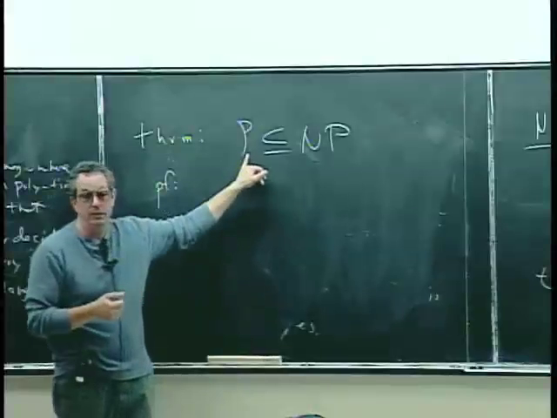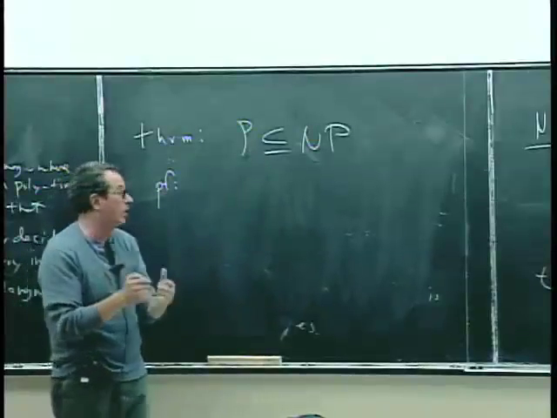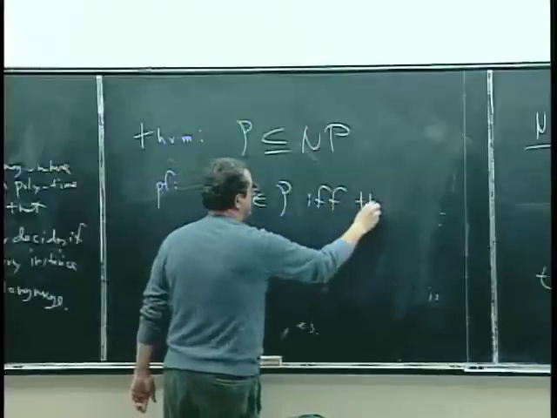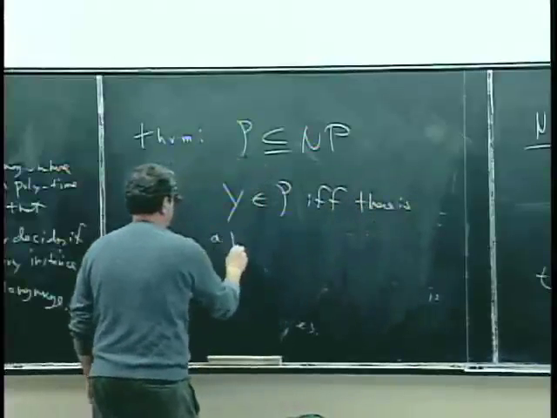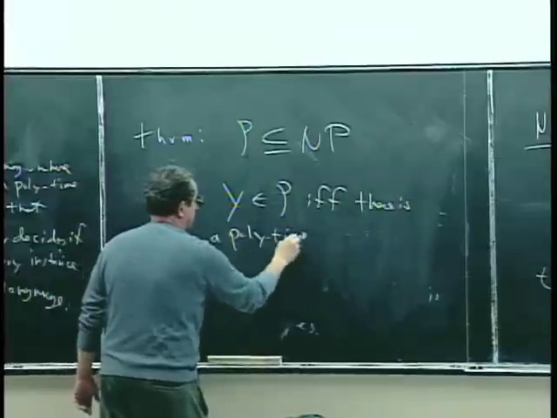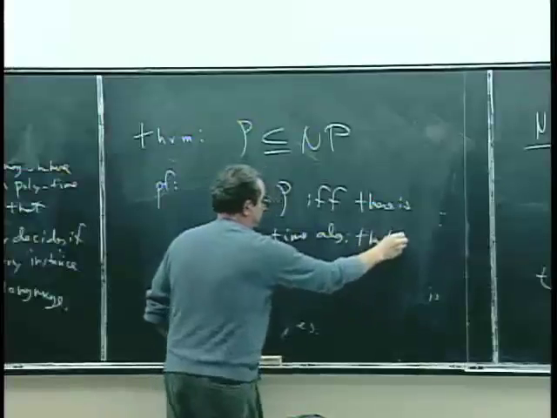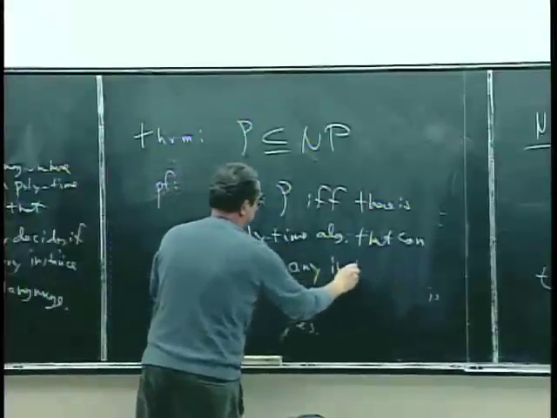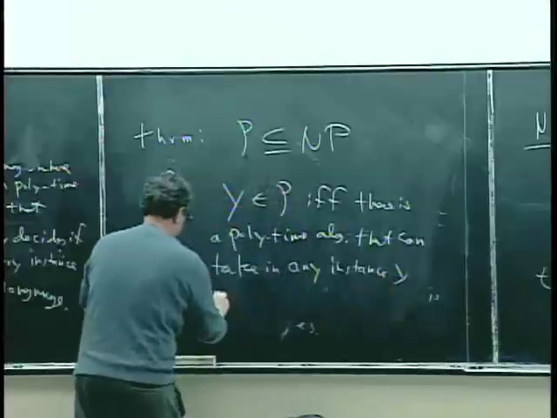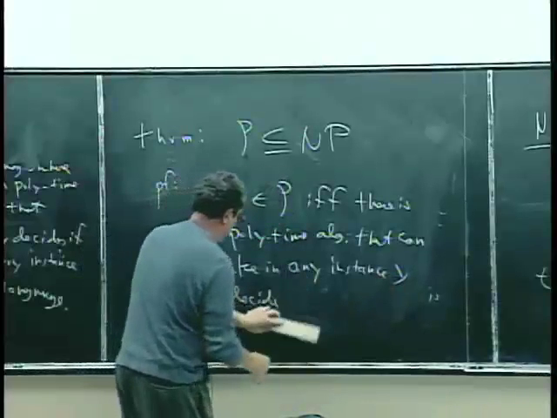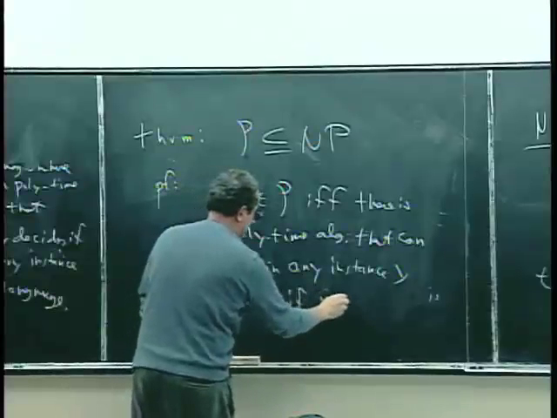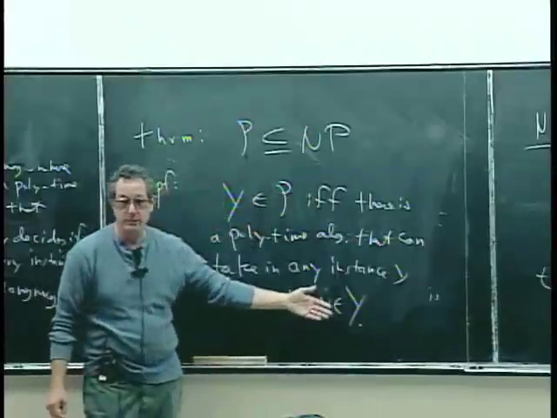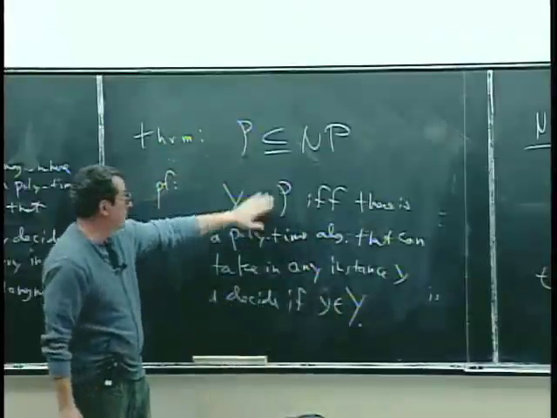So again, to be in P, let's say a language Y is in P if and only if there is a polynomial time algorithm that can take in any instance, little y, and decide correctly if little y is in capital Y. Decide correctly means it gives out an answer, yes or no. Okay? So this is what it means to be in capital P.